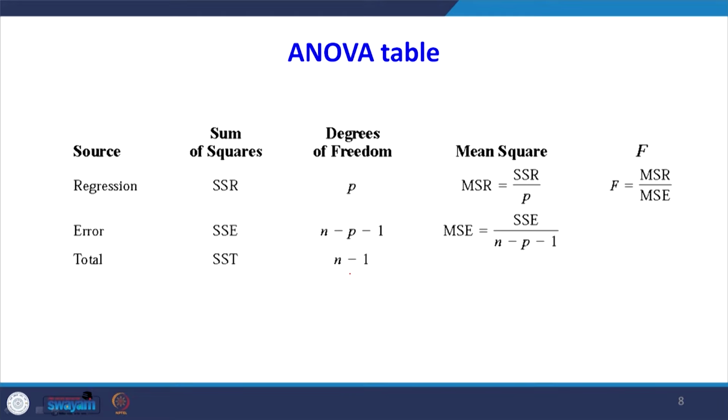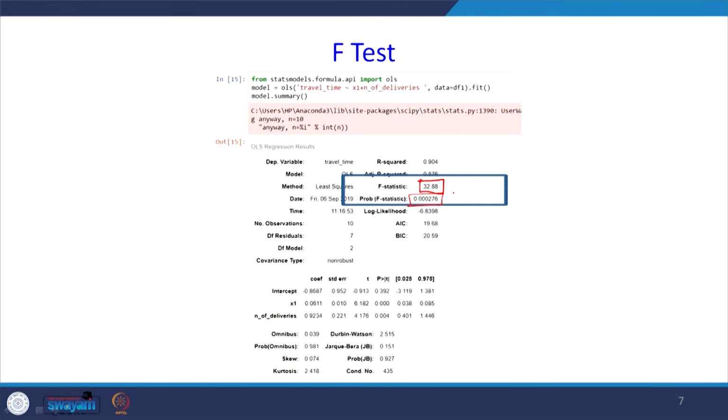If we want to know the degrees of freedom for SSE, it is n minus 1 minus p, that is n minus p minus 1. MSR equals SSR divided by p, MSE equals SSE divided by n minus p minus 1. Finally, we are getting the F value. So, this F value is nothing but your 32.88.